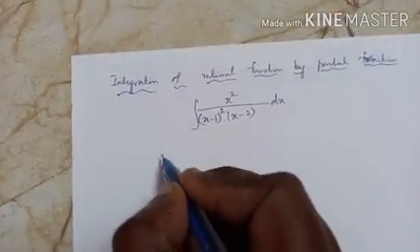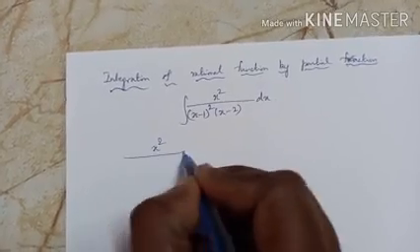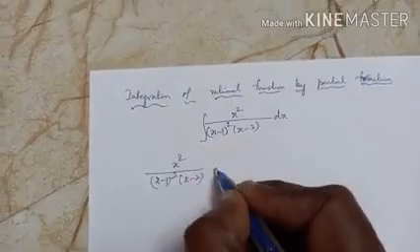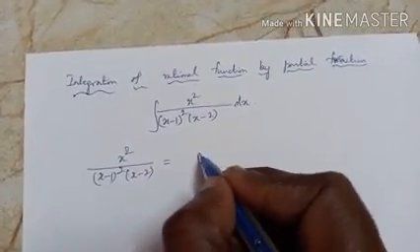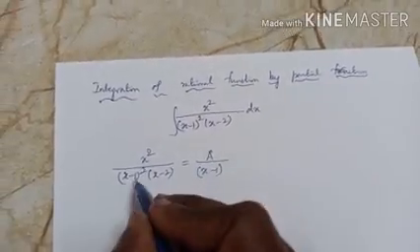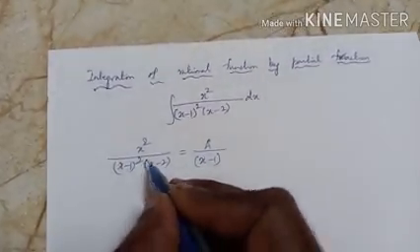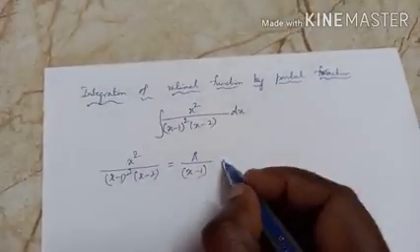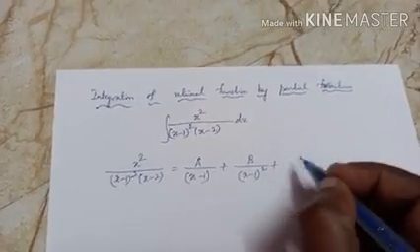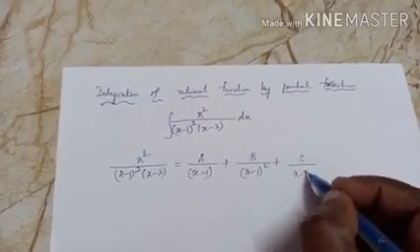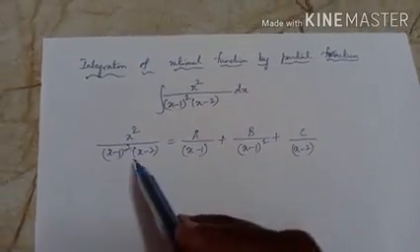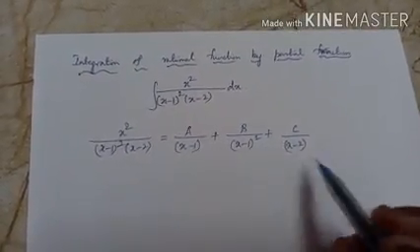Let us take x square by (x minus 1) the whole square into (x minus 2). I already told you how to resolve this into partial fraction. This is linear factor the whole square. So linear factor with power 1, linear factor with power 2, another linear factor x minus 2. So this is the way to resolve this function into partial fraction.